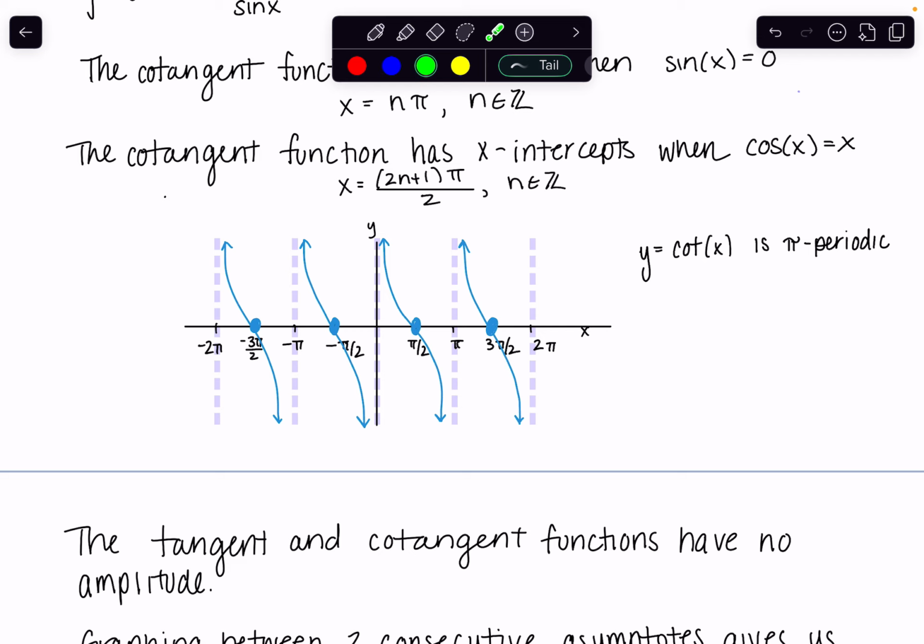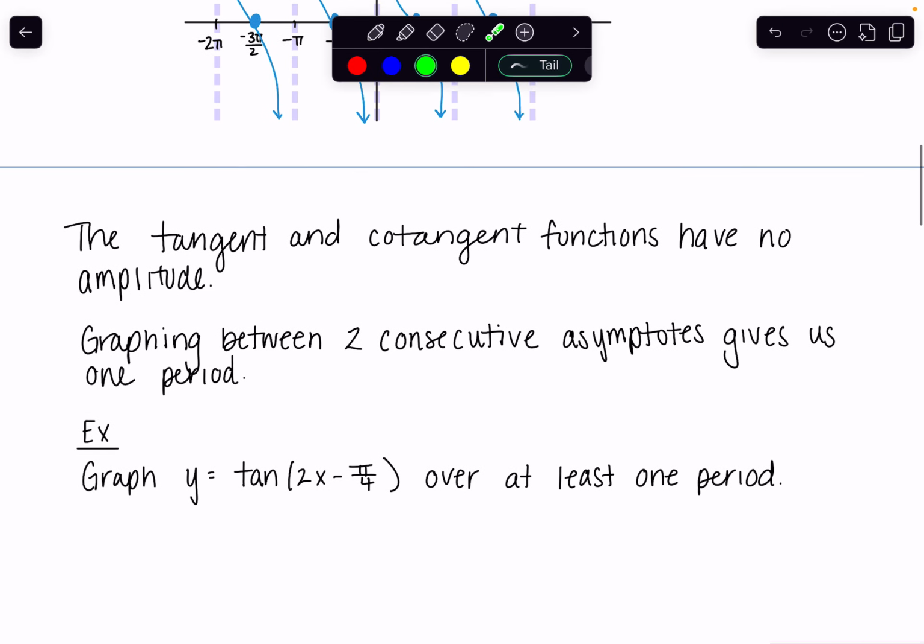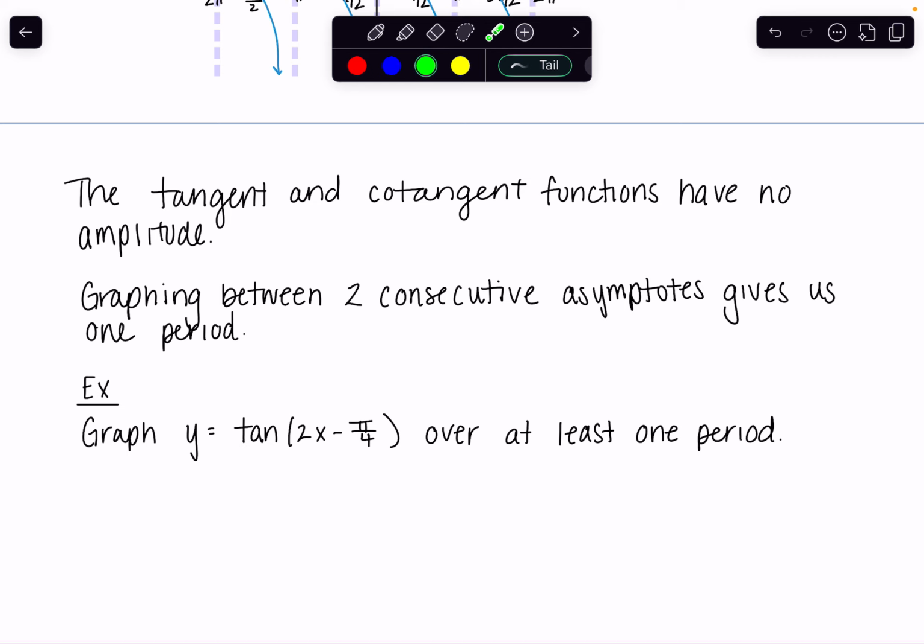If you need to graph over one period, well, really, you just need to find where 2 asymptotes occur and then graph in between those. Or you can find 2 intercepts and graph in between those. The asymptotes just tend to be a little bit easier because you have 1 squiggle. If you found 2 intercepts, you would have to figure out which direction or which half of the graph you have, okay? So let's try an example. Let's graph y equals tangent of 2x minus pi over 4 over at least one period. We'll go ahead and we'll find the period for this too, and we'll find all of those key pieces.